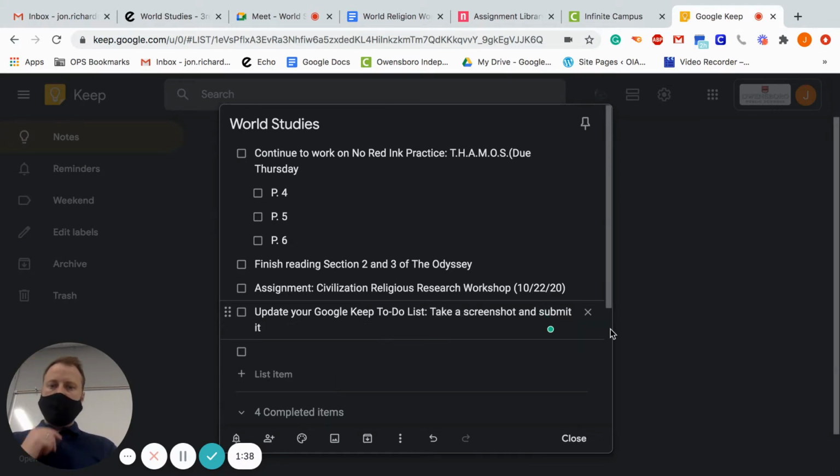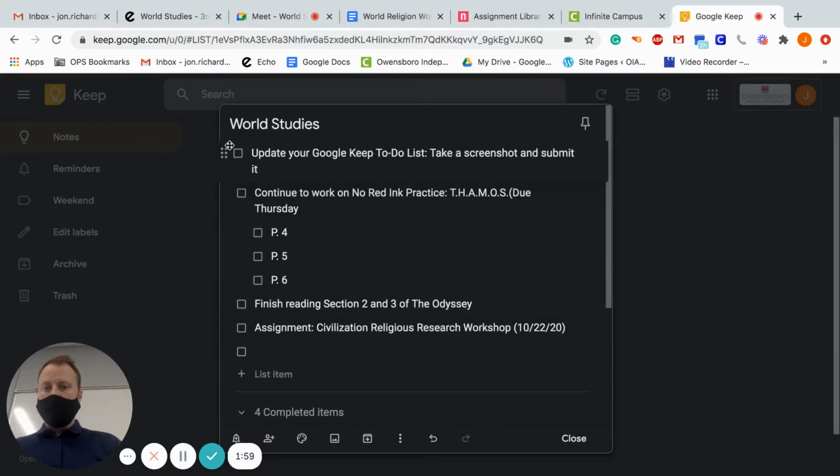And I'll remember that when I'm making my to-do list on the agenda, I keep it one line. That way it doesn't mess you guys up. But we know we need to update your Google Keep to-do list and take a screenshot and submit it, okay? So I made that all on one line. Now, I can also move that up, because I'm going to be able to finish that first. So I can move that up to the very top.